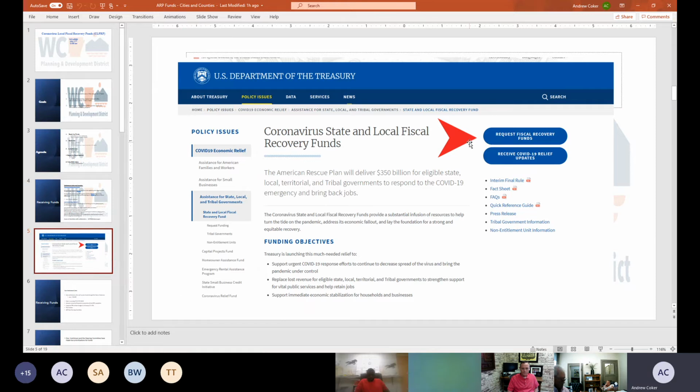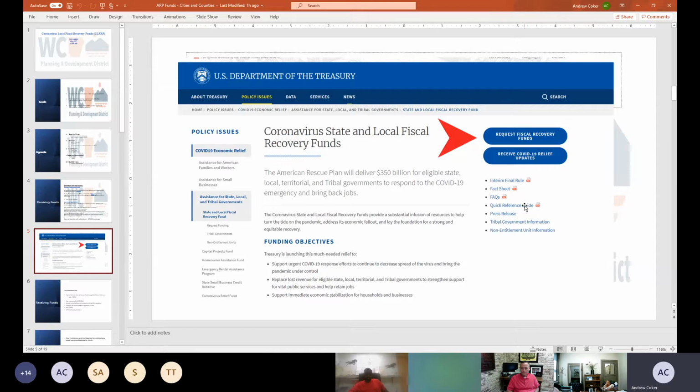And this is, again, just showing where on the Treasury Department page you can find this request portal. It's right here with the big red arrow. And on this Treasury page, there are some resources available to us as well that we're using to make sure we're getting the right information. That includes the interim final rule, the fact sheet, the FAQ section, as well as a quick reference guide. All of these are great resources for this information. Just make sure during this process that you're on the .gov platforms and addresses at all times.